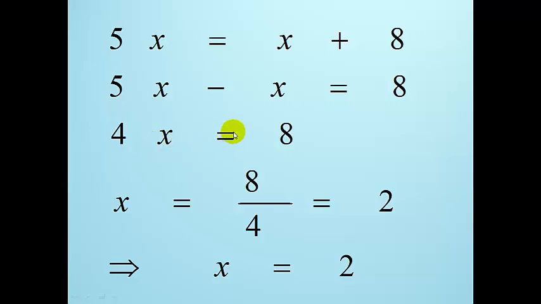So 4x equals 8. Now we are solving for x, so we divide the left hand side by 4 and we divide the right hand side by 4. When we divide the left hand side by 4, we are left with x. And this is equal to, when we divide the right hand side by 4, we have 8 over 4. And the answer is 2, because 4 goes into 8 2 times. This means that the value of x is equal to 2.